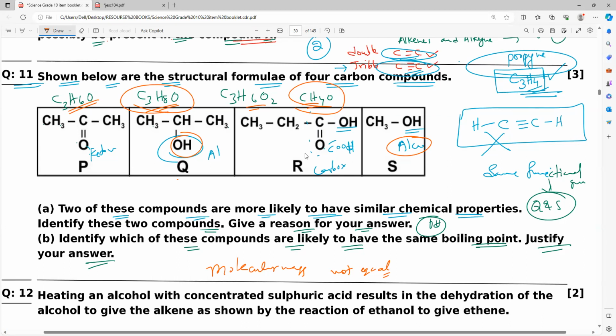So what is the answer? Identify which of these compounds are likely to have the same boiling points. No chemical compounds have the same molecular mass. They are all different chemical substances. No two substances have the same molecular mass, so they do not have the same boiling point. That is your answer. So please write: they are all different chemical substances, so none of them have the same boiling point. That's what you have to remember.